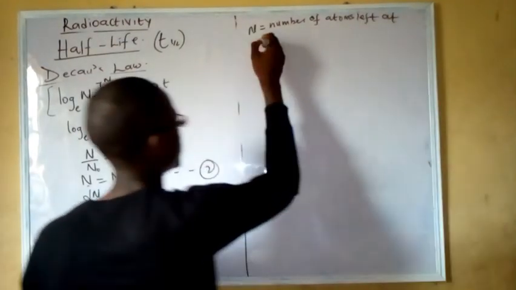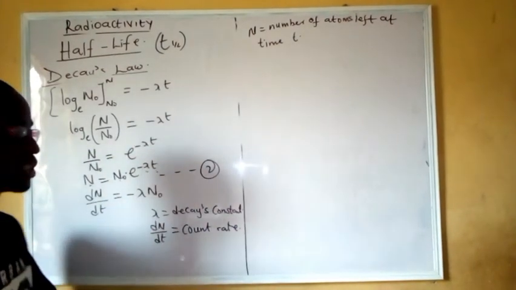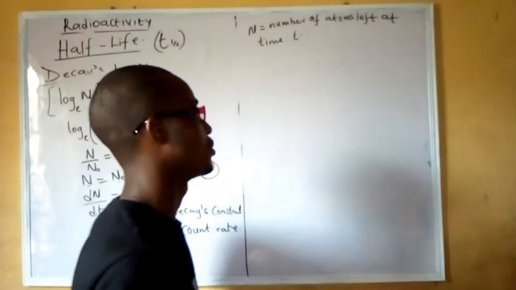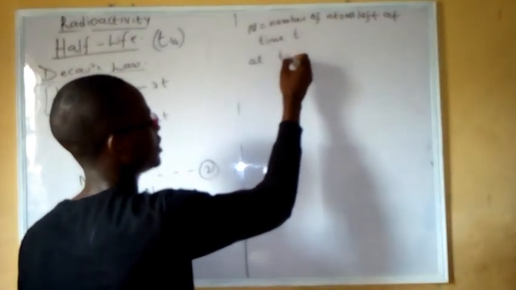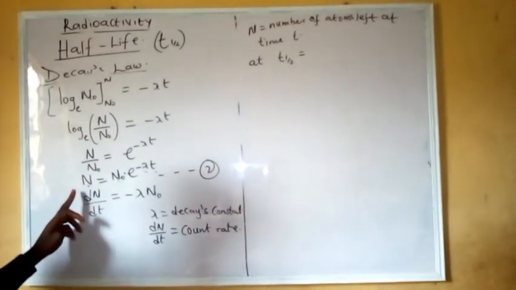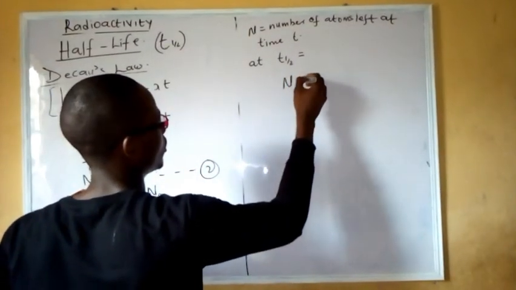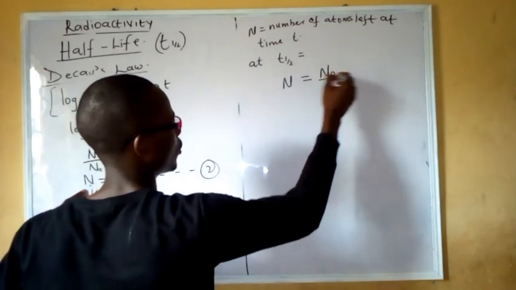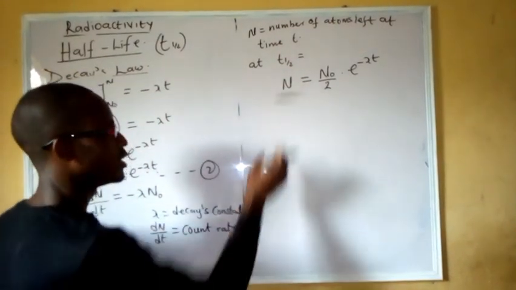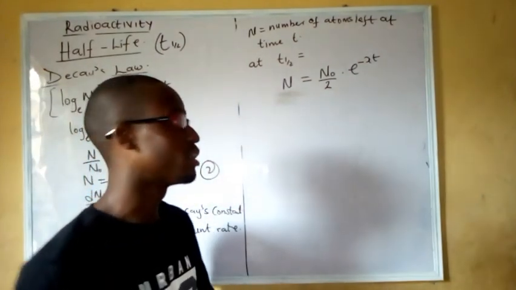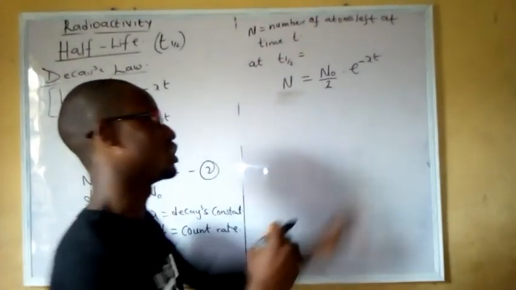After time t, while n naught represents the number of atoms at a given period of time. So at half-life, at t half, it implies that the number of atoms left, n, will be equal to n naught over 2. So at half-life, the number of atoms that will be left will be equal to half of the number of atoms present initially.